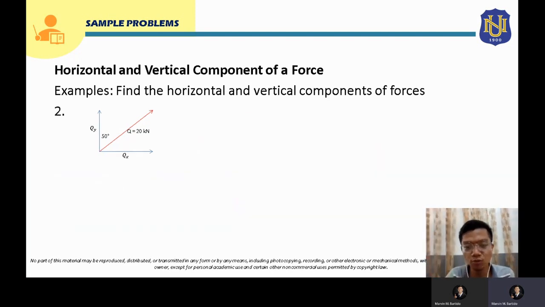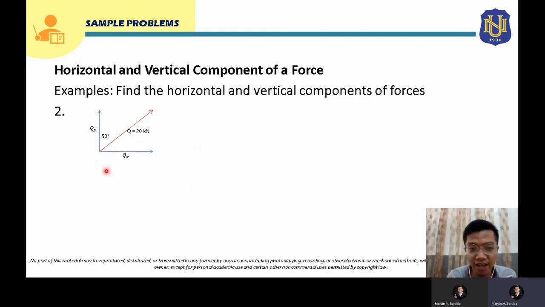Okay, so let's try solving the next example. This is example number 2. We have here force Q. Force Q is 20 kilonewton, and the angle here is 50 degrees from the vertical. We have to solve for the horizontal component, which is Qx, and the vertical component of Q, which is Qy.